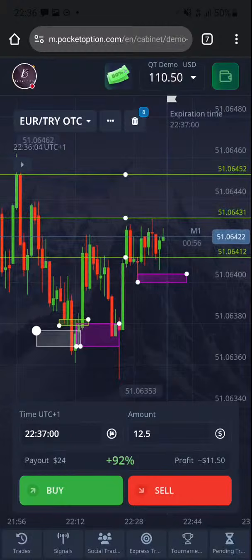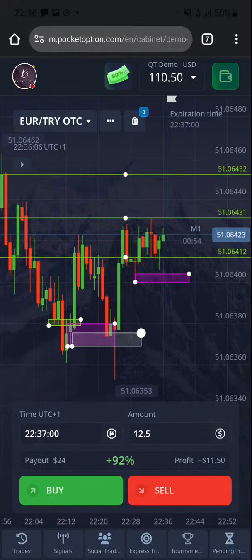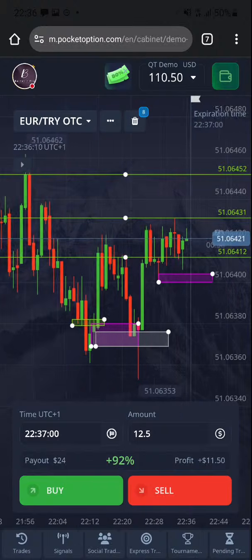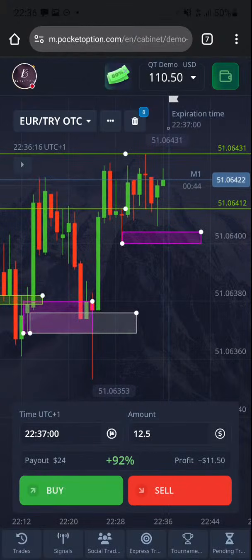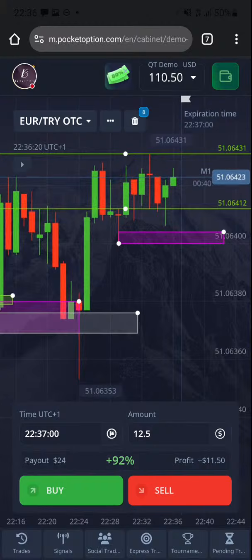Let me see if we can take this trade. If price breaks to the upside, you see we have a double bottom here. If price breaks to the upside, you don't want to trade against the market movements. The sentiment of the market is with the buyers already, as it is right now.